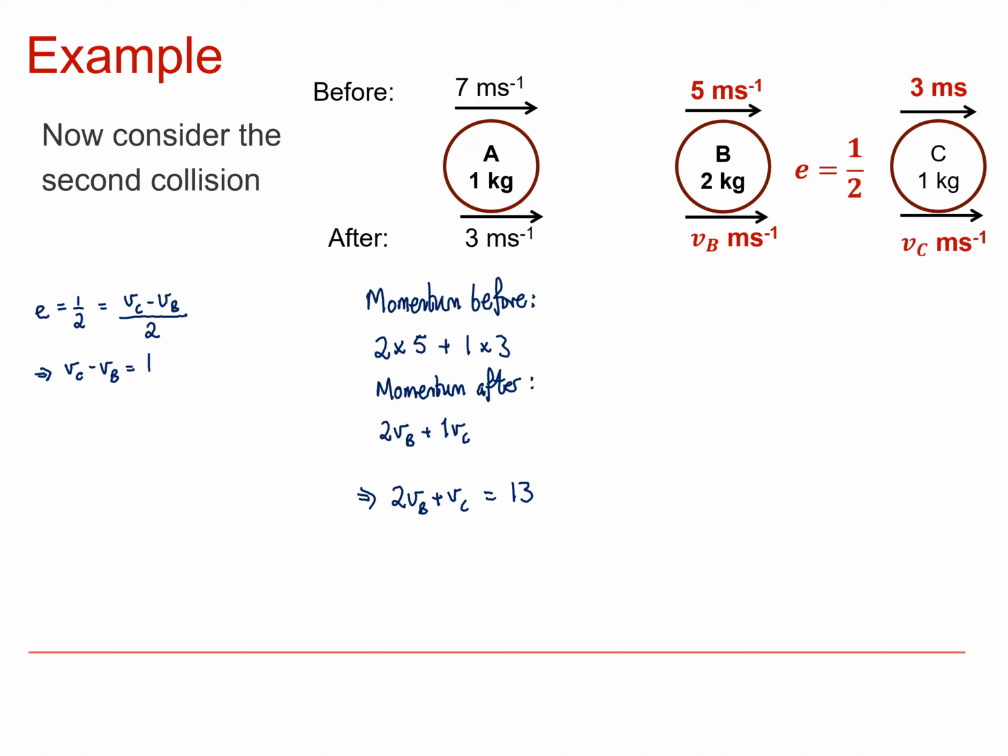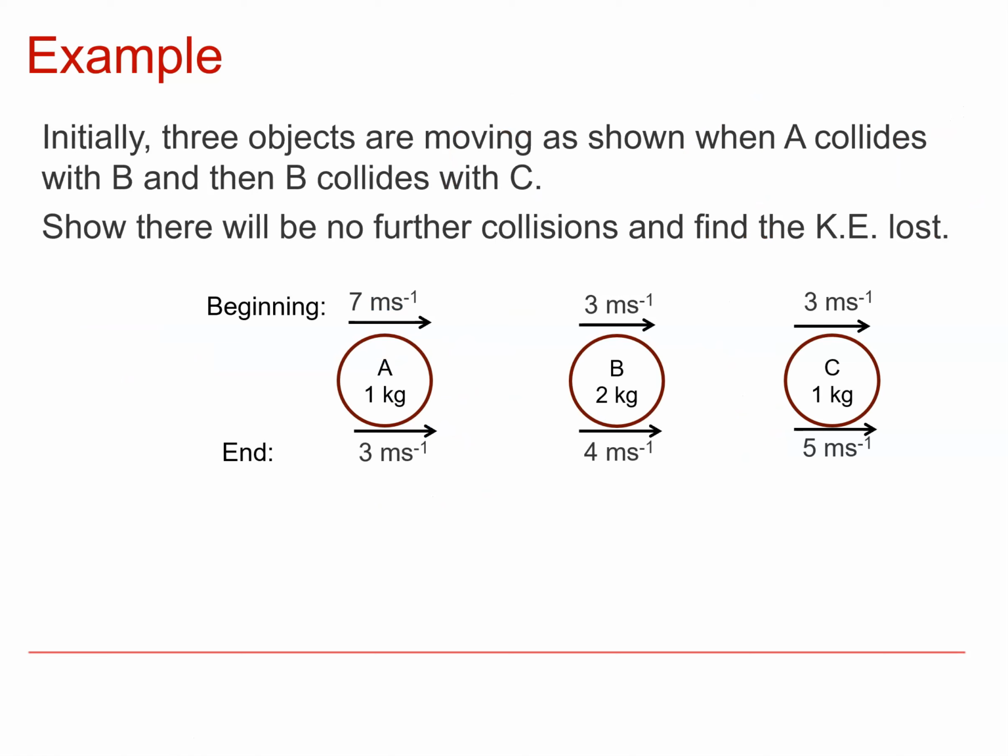Now we have a pair of simultaneous equations which we can solve. If we do equation 2 take away equation 1, that will give us 3Vb is equal to 12, and therefore Vb is equal to 4, and Vc must be equal to 5. So the velocity of B is 4 meters per second and the velocity of C is 5 meters per second. Now we know the velocities of all the objects after the second impact, and we can see that the velocity of C is greater than the velocity of B, which is greater than the velocity of A, and that means there will be no further collisions.